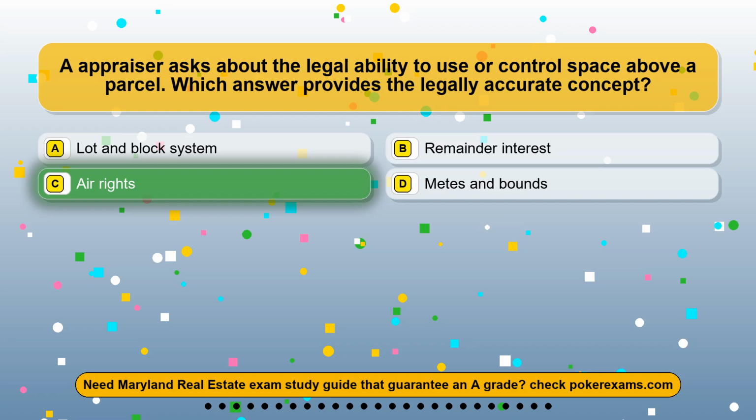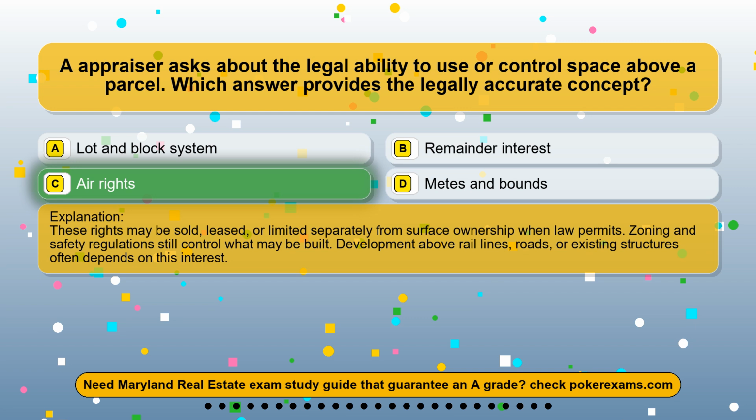The correct answer is option C, air rights. These rights may be sold, leased, or limited separately from surface ownership when law permits. Zoning and safety regulations still control what may be built. Development above rail lines, roads, or existing structures often depends on this interest.